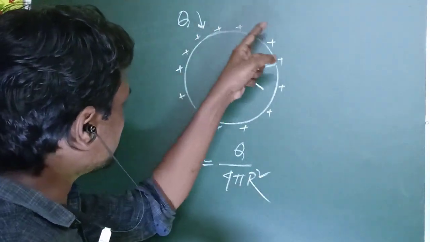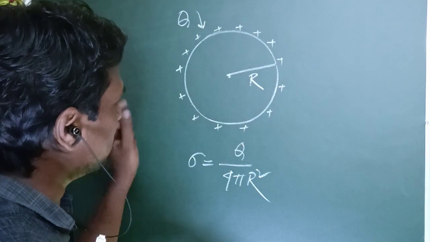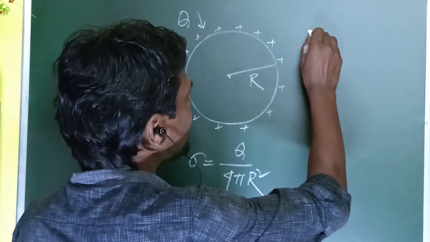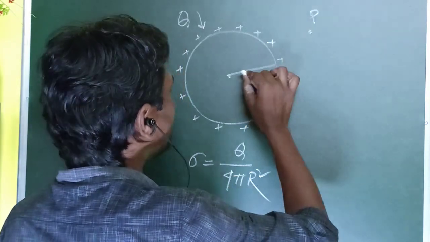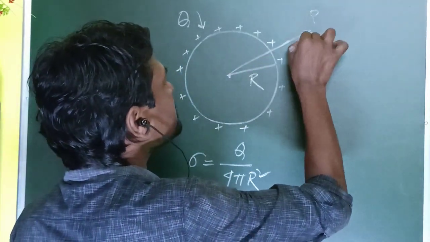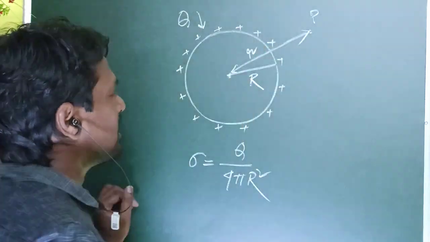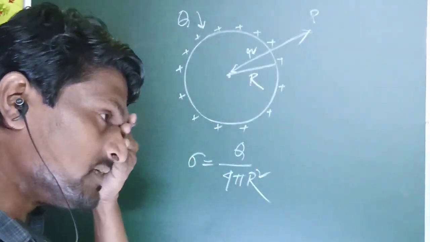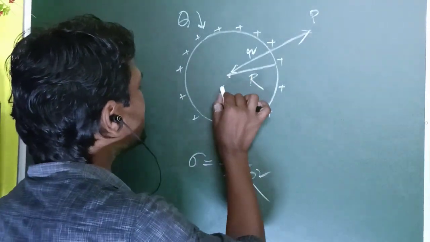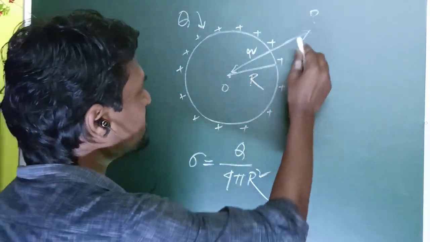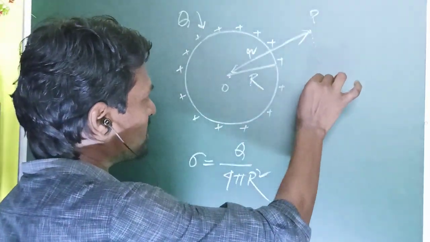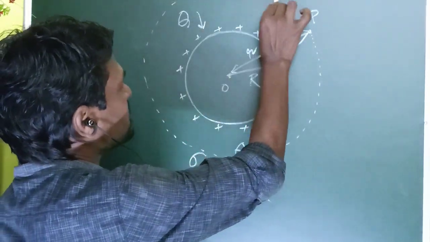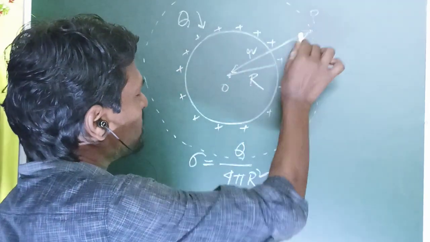So all the charges are uniformly distributed, and you have to calculate the electric field intensity at some distance. P is the point, and this is small r, the distance of the observation point from the center. Okay. So this is the observation point, and you have to consider a Gaussian surface. What is this Gaussian surface? It is an equipotential surface.